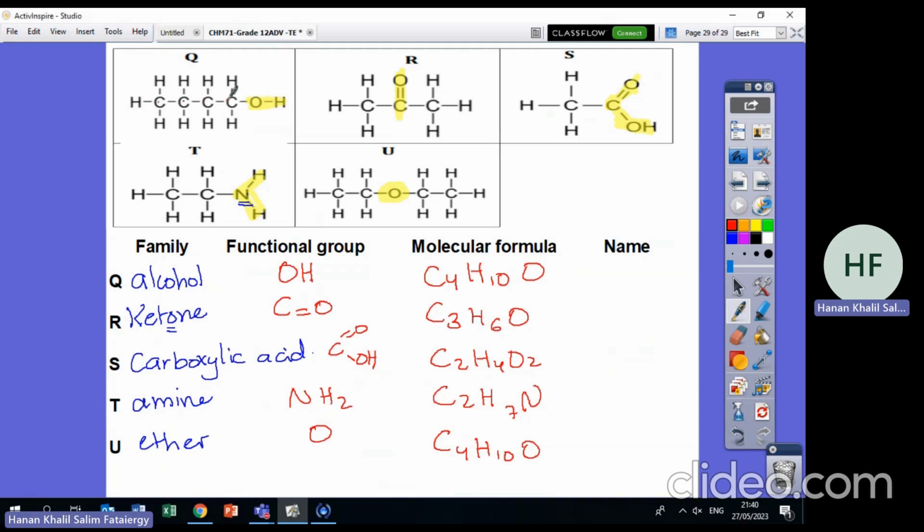يلا 1 2 3 4. So this is called butane. هحط بالآخر all لأنها alcohol. I will put all. This one 3 carbons, so I will say propane. I will remove the E and I will put on, propanone. Okay, now this one, 2 carbons is ethane. And then I will put ic, acid. Okay, acid. Now, this one is 2 carbons, so this is ethane. I will remove the E and I will put amine.